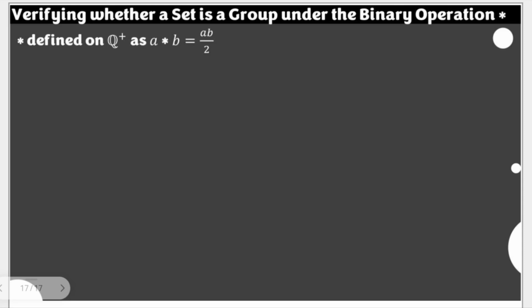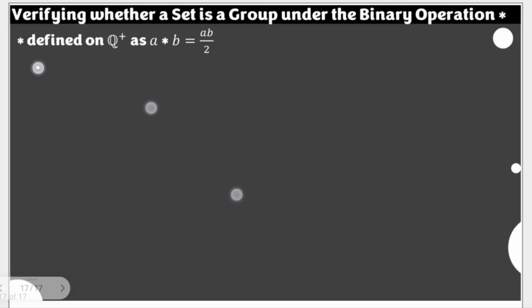We will not be checking whether it's closed under the given operation because it is already given that it's a binary operation. However, we are going to focus on the identification of whether this set under the operation defined, that a star b is equal to ab over 2, is a group. For that to happen, we need to satisfy 3 conditions. Let's coin them G sub 1, G sub 2, and G sub 3.